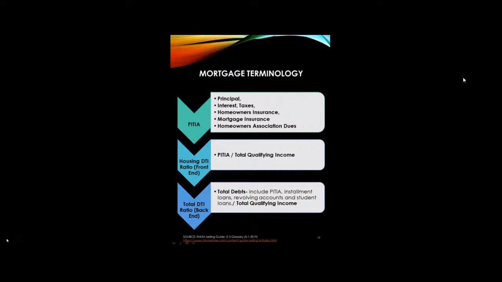Not required to have, but required to pay to someone. You have to have a homeowners insurance and you have to pay taxes. The next two, mortgage insurance and homeowners association, might not be on every loan that you work on.